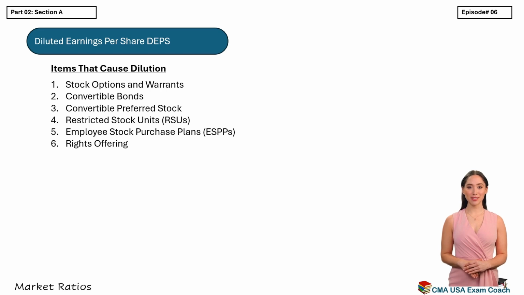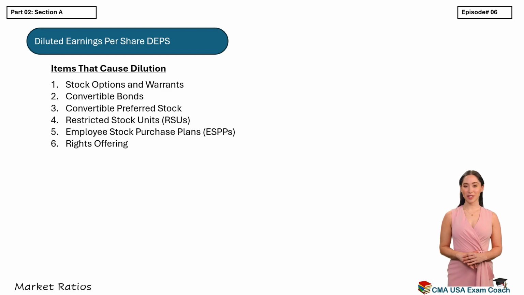Convertible preferred stock. Convertible preferred stock can also be converted into common stock at the shareholder's option. Similar to convertible bonds, when preferred stockholders convert their shares into common stock, the total number of shares outstanding increases, which could impact the company's diluted EPS.